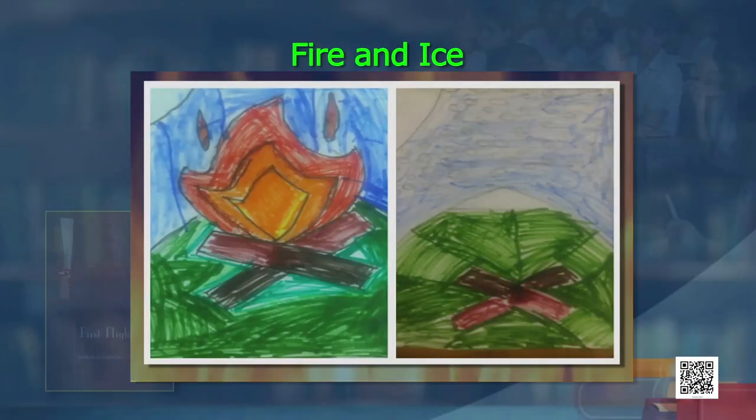It's a very short modern poem. Robert Frost was a great 20th century poet. He got the Nobel Prize also. Fine. Let me read out, learners. Here is the poem, Fire and Ice.